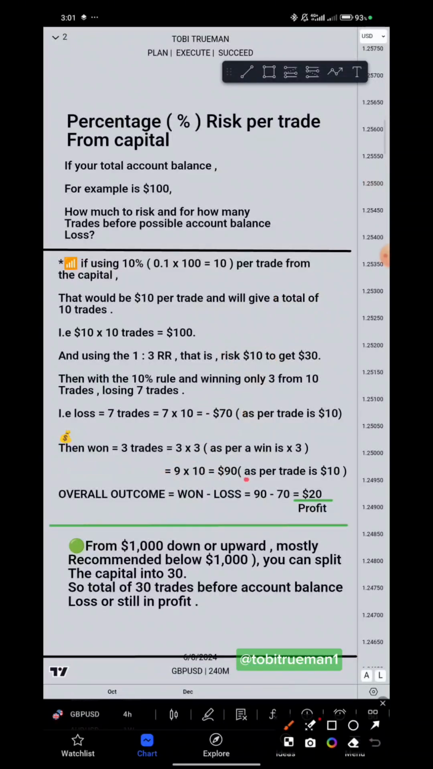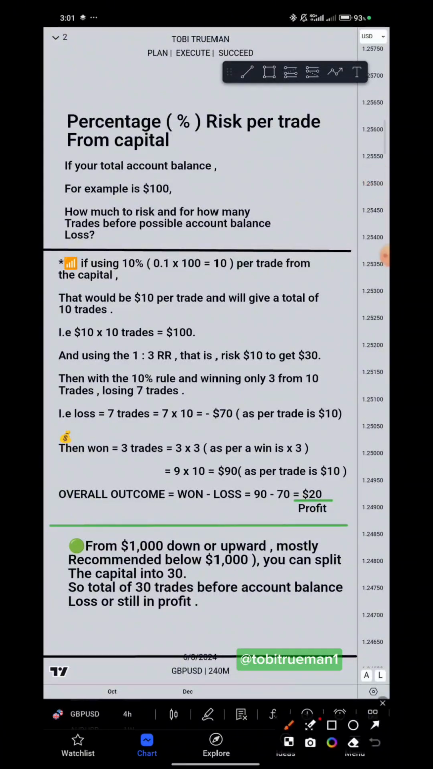Per trade is $10. So overall, when you do the mathematics, we have the $90 that we have won minus the $70 that we lose, and that is going to give us an overall profit of $20. And this is just in 10 trades.